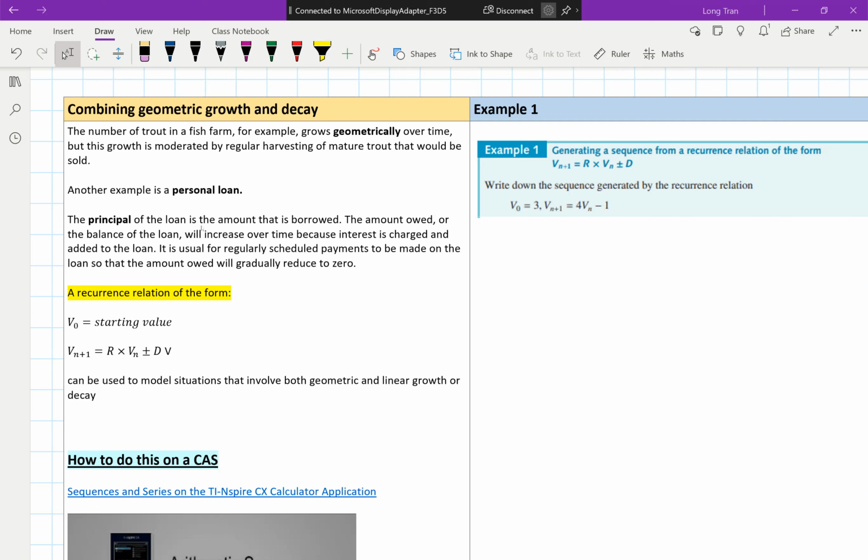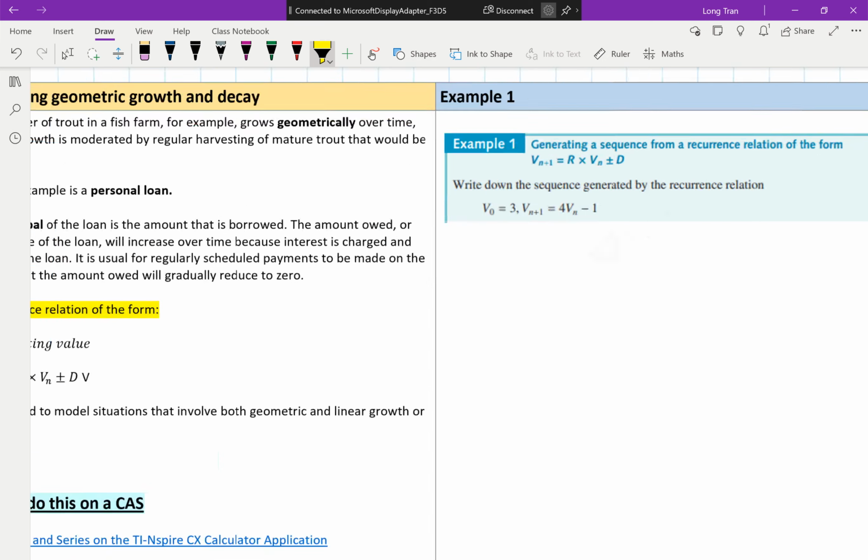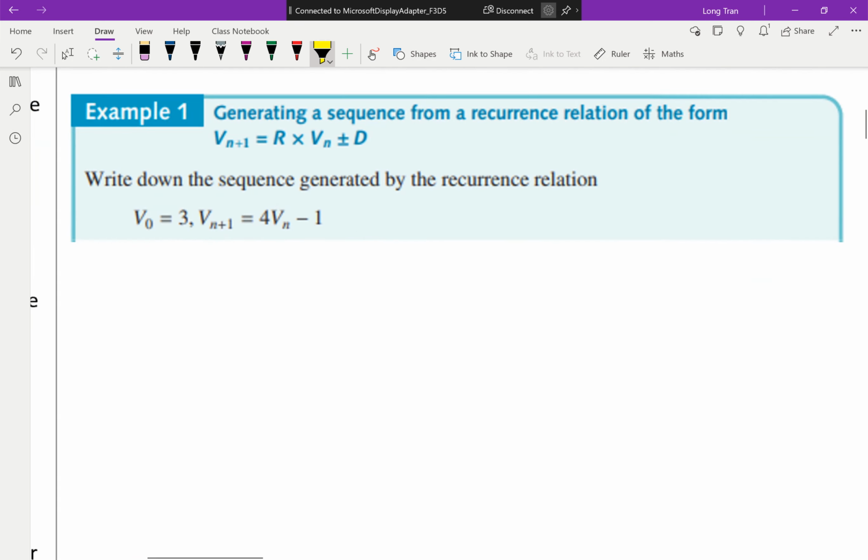Here we go. So, exercise 9A, combining geometric growth and decay. All you had to learn from this section is you're combining geometric and arithmetic, meaning multiplication and addition or subtraction, right? So you can see here as an example, they said generating a sequence from a recurrence relation of the form, and they give you this. This is what 9A is about.